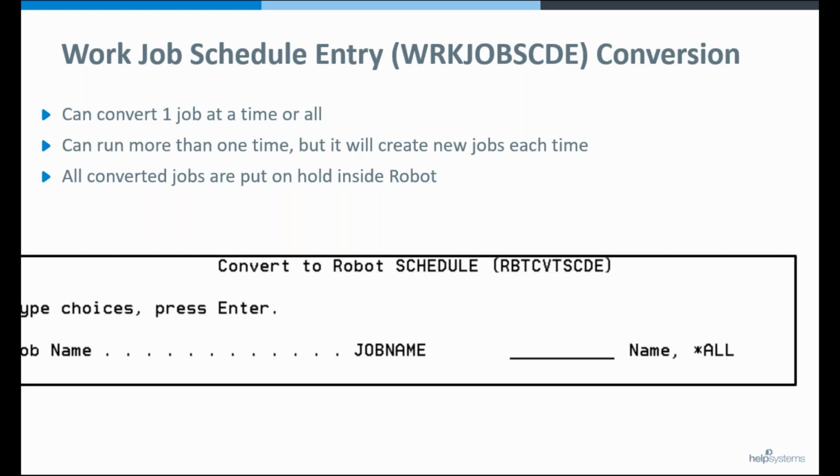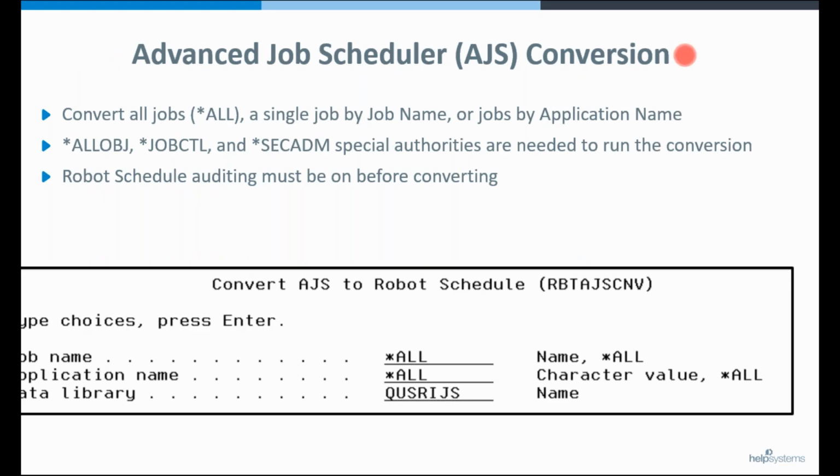This is just the work job schedule entry. What you can do is you can do all your entries in the work job schedule entry and bring them automatically in there. We'll also generate some nice conversion reports for you. But we also can do one job at a time. In either case, we put the job in Robot Schedule, we put it on hold. So you have to release it to run it, okay? Then we have the next slide. We have the advanced job scheduler conversion, and that one there, very similar. It's going to convert by job name or by application name. They do have that feature. And then there is the ability to, I guess, have different libraries for your data.